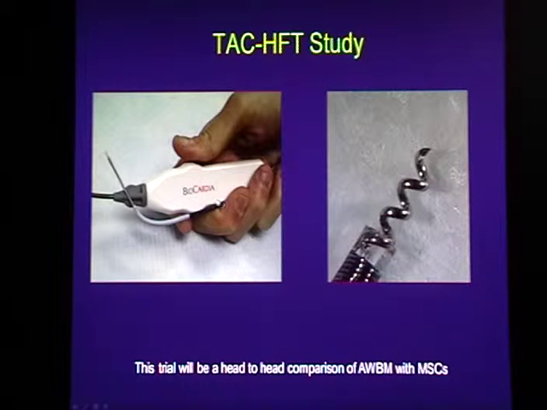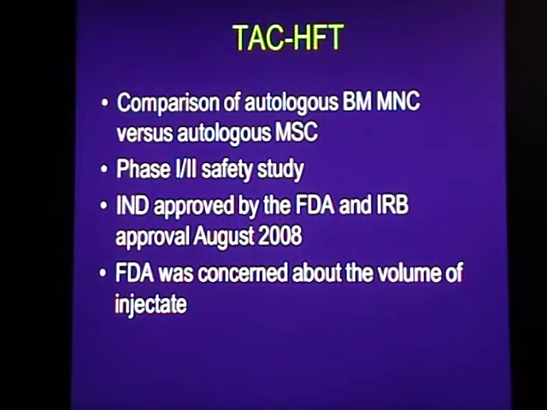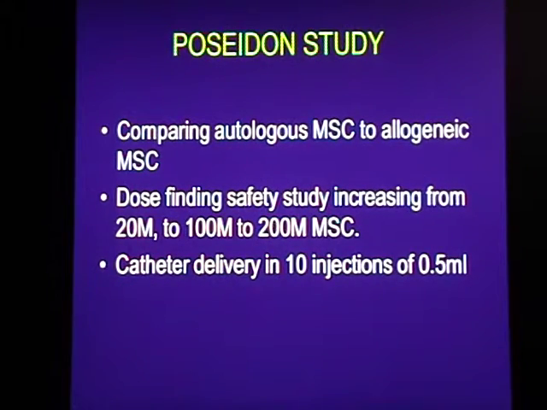This is the biocardia catheter. It has a corkscrew needle, so that this corkscrew needle can lock onto the tissue, and so as the heart is beating, the needle is not rejected from the tissue. This locks the needle onto the tissue, and the cells can be injected directly into the infarcted area. So this study was a comparison of autologous bone marrow mononuclear cells versus autologous MSCs. It was a phase 1/2 safety study, and the study received approval and opened in 2008.